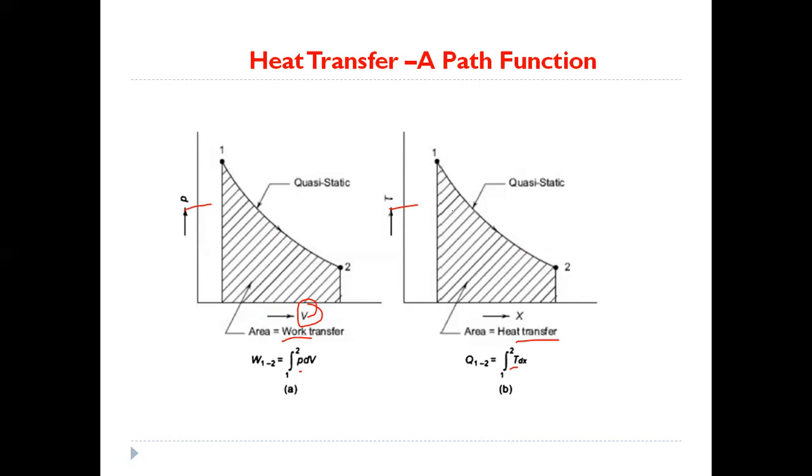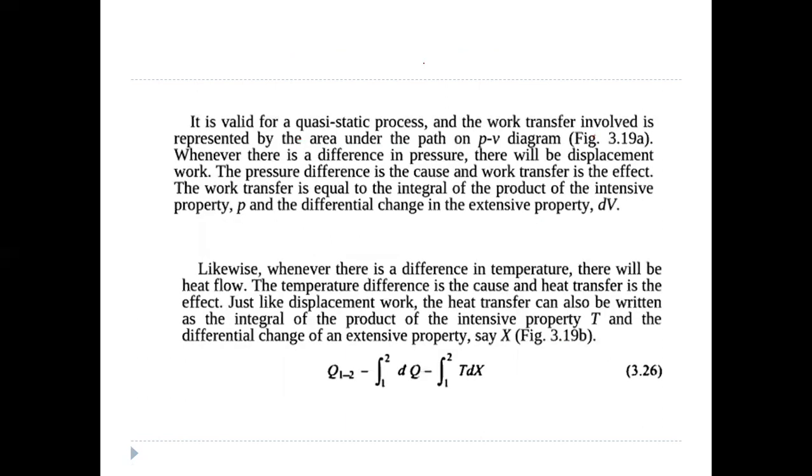In a similar way, the amount of heat transfer depends upon the path that is followed by this process 1 to 2. That means we can say that heat transfer is also a path function, since the amount of heat transfer depends on the path that is followed. So if 1 to 2 is joined by this curve like this, the area will differ. If the area differs, the amount of heat transfer differs. That means heat transfer is a path function. It depends upon the path that is followed.